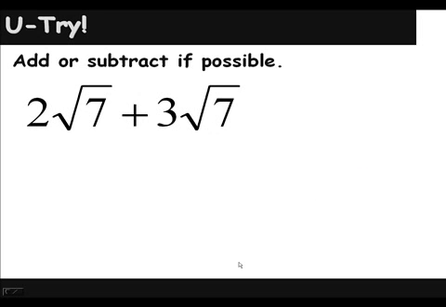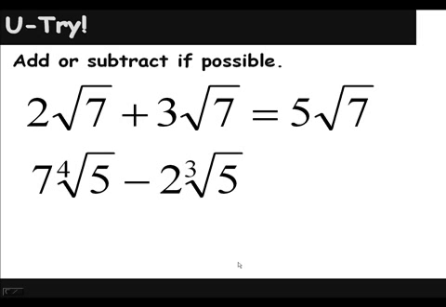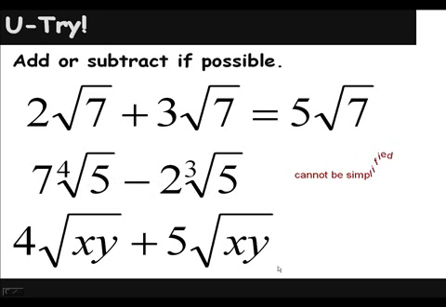Add or subtract. Give this a try. What'd you get? 5 root 7? Good. Give this one a try. Be careful, we have a 4th root here and a cube root there, even though these are fives of 5. They're not the same, so it can't be simplified. Try this one.